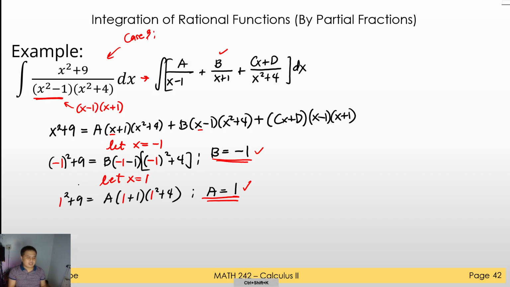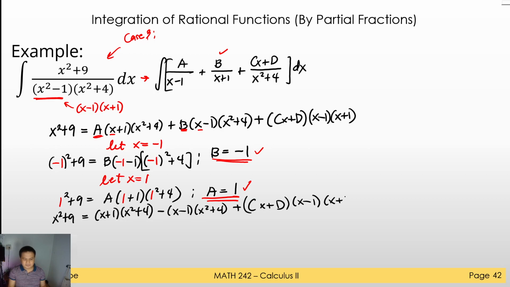So the thing here is you should substitute A and B first. Let me just write this first. We have A, so this is just x plus 1 and x squared plus 4, and then negative x minus 1 and x squared plus 4, and then plus Cx plus D times x minus 1 and x plus 1. So if you let x equal to 0, then you can cancel this. What remains here, the coefficient, is just D. So on the left we have 9. I will not write the x anymore.